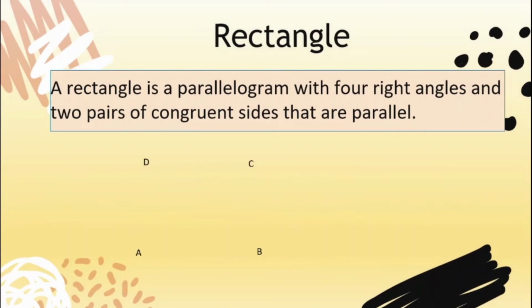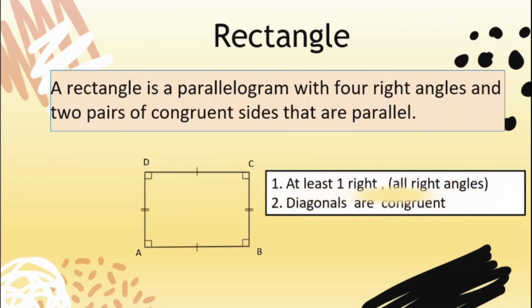Rectangle. A rectangle is a parallelogram with 4 right angles and 2 pairs of congruent sides that are parallel. At least one right angle or all right angles. Second, diagonals are congruent. Example, line AD and line BC are congruent and parallel, and line AB and line DC are parallel too.